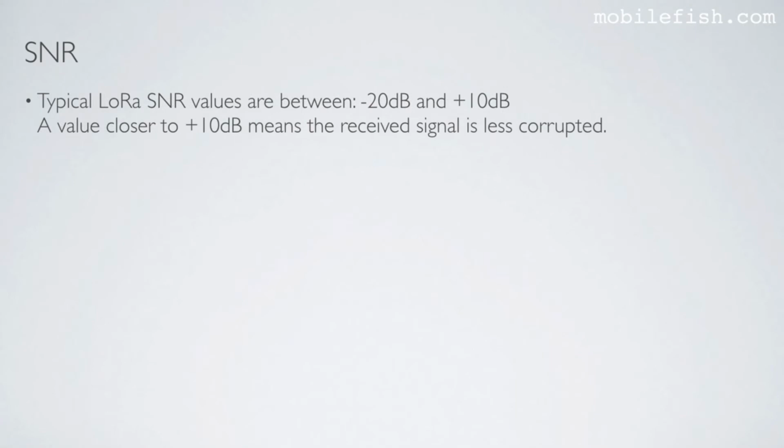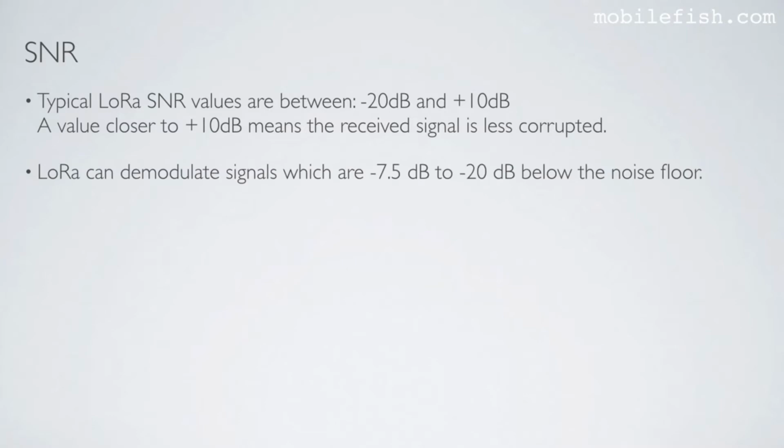Typical LoRa SNR values are between minus 20 dB and plus 10 dB. A value closer to plus 10 dB means the received signal is less corrupted. LoRa can demodulate signals which are minus 7.5 dB to minus 20 dB below the noise floor.